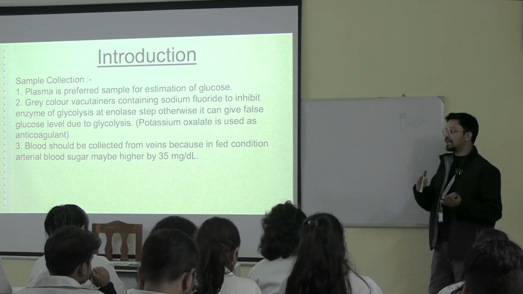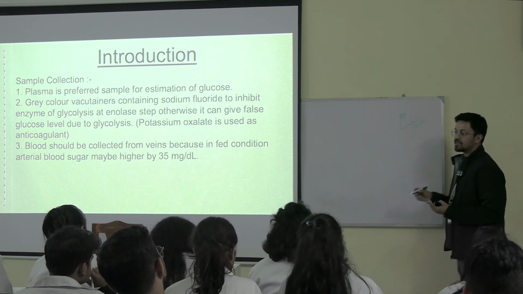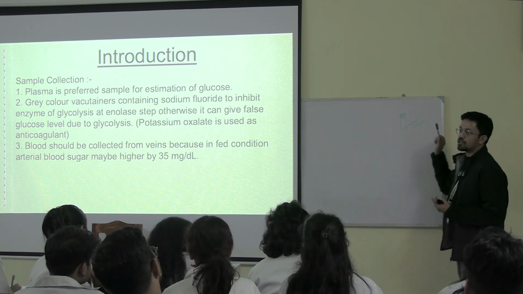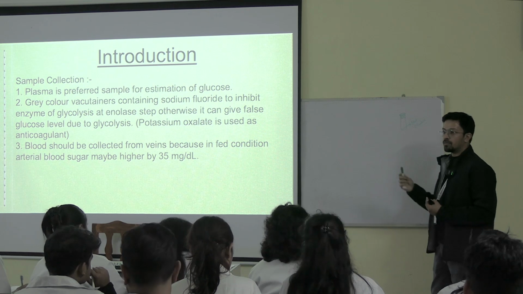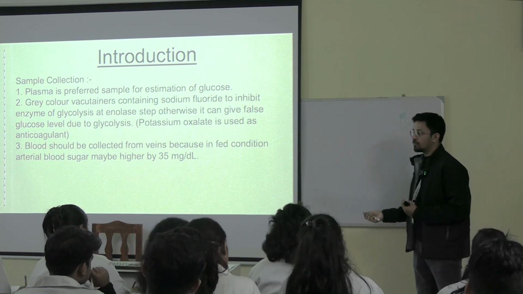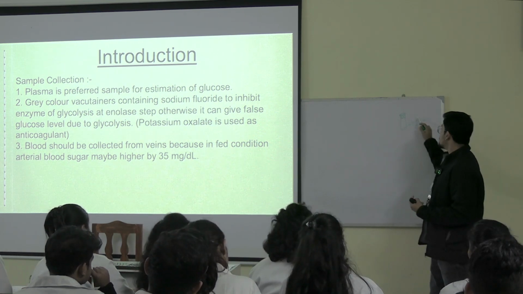It is not letting the blood coagulate. That is why it is known as the anticoagulant. So the potassium oxalate's function is as an anticoagulant, so that as soon as you take the blood, it should not coagulate after some time. Second thing is sodium fluoride.